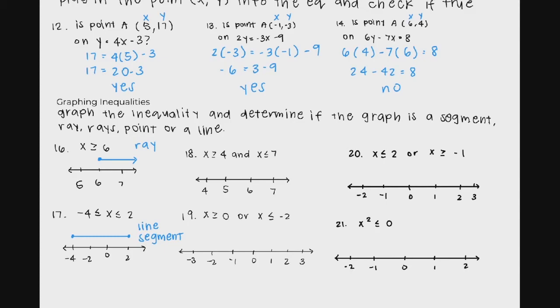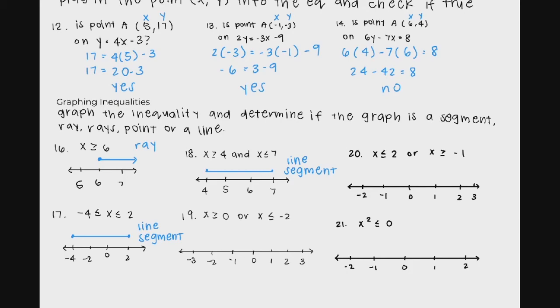Next we have x is greater than or equal to 4 and x is less than or equal to 7. Since the problem says and, that means we want the section where it's true for both. So 8 is greater than 4, but it's not less than 7, so 8 wouldn't work. And 3 is less than 7, but it's not greater than 4, so that doesn't work. So for this graph, we only want the section between 4 and 7, so this is going to make a line segment.